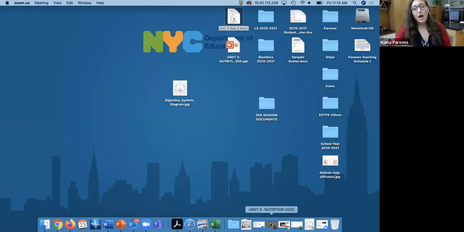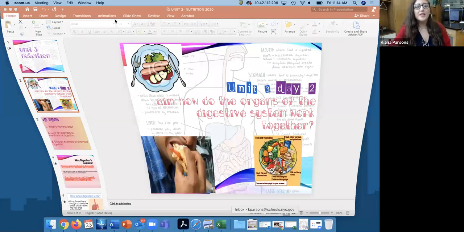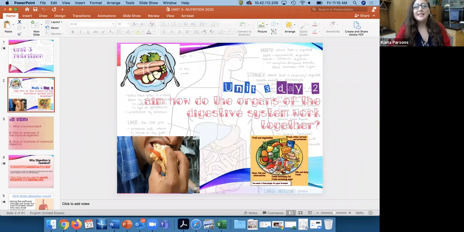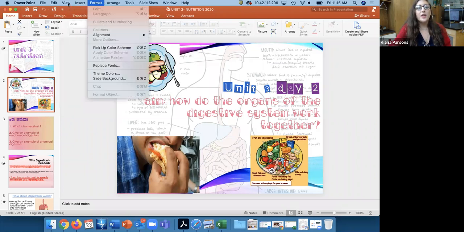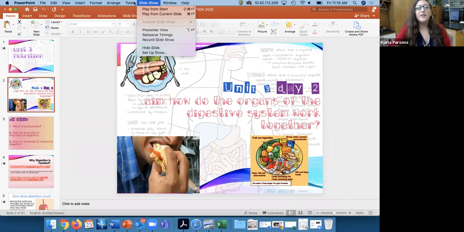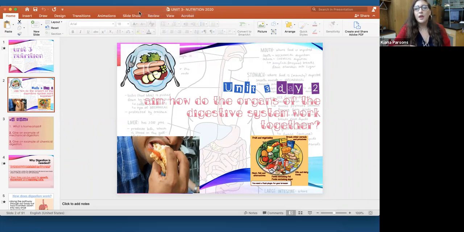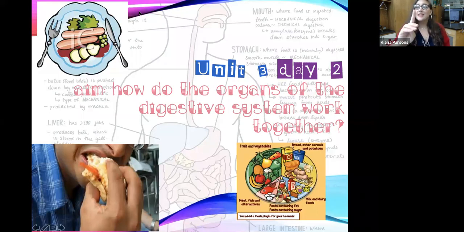Today we're looking at Unit 3, Day 2, and today's aim is: how do the organs of the digestive system work together? We're going to start with the do now, and then we're going to do a brief overview of what we discussed in the Day 1 notes, and then we're going to continue.